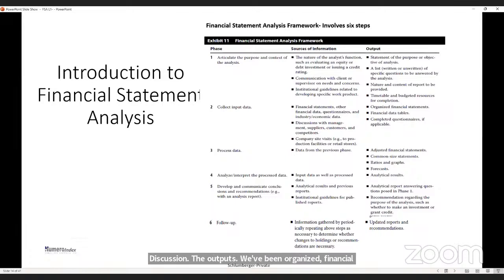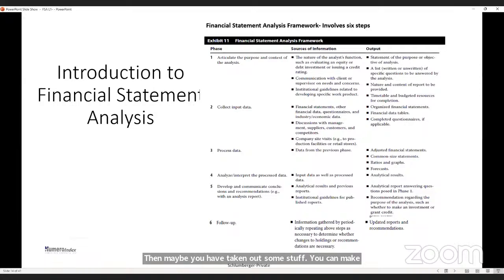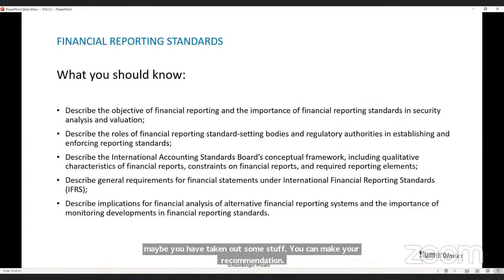Then you process it. This is stage 3, where you process all the data that you have collected. Then your output will be your common size ratio. Remember, your common size ratio is an item in the P&L, in the income statement or balance sheet, as a percentage of revenue or assets, right? Then you can do your forecast, you analyze, you develop your own. Maybe you have taken out some stuff. Then you can make a recommendation. Follow up, you can update your report and recommendation. So that's that, right?